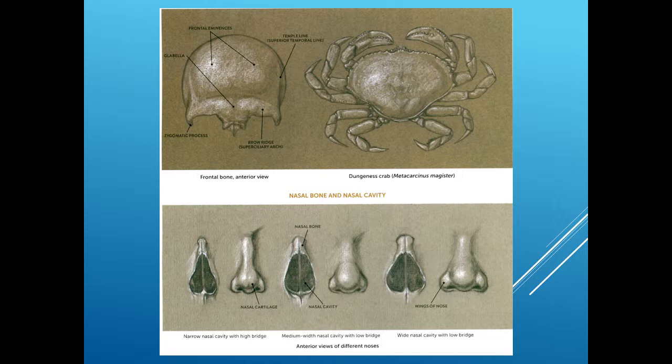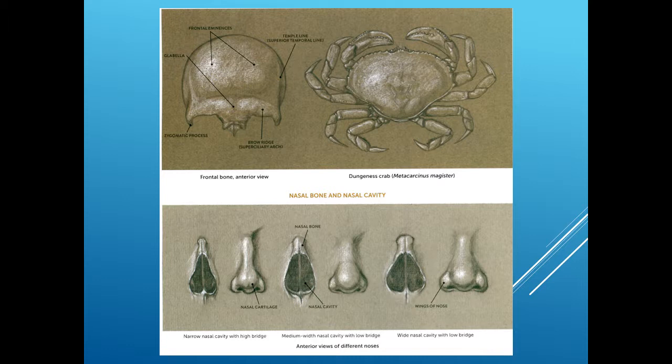And so that's how we can remember that. Now, it's not perfect, because it's a little bit more rounded up here at the top, and this is a little more horizontal. This line is right there, but it's kind of in the shape of a crab, so we remember that. Down here, we see the nasal bone and the nasal cavity. We see nasal cartilage right here on the tip of the bone, and the nasal cavity right inside there.